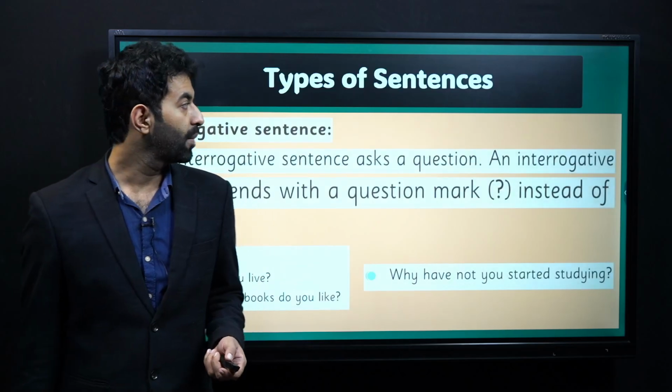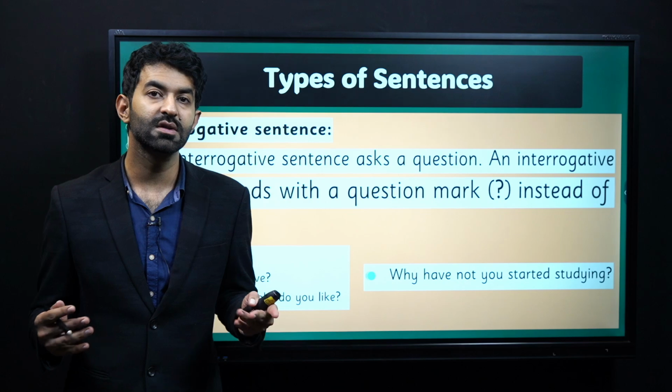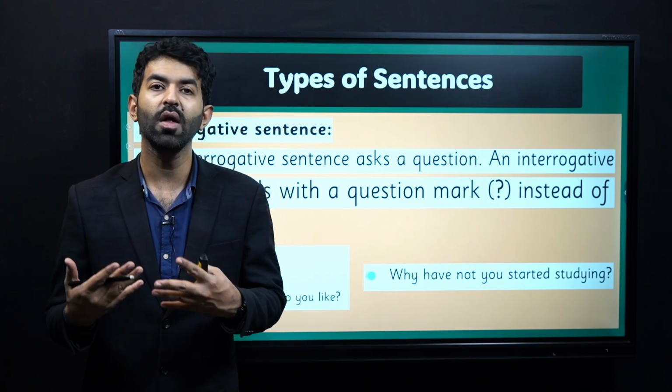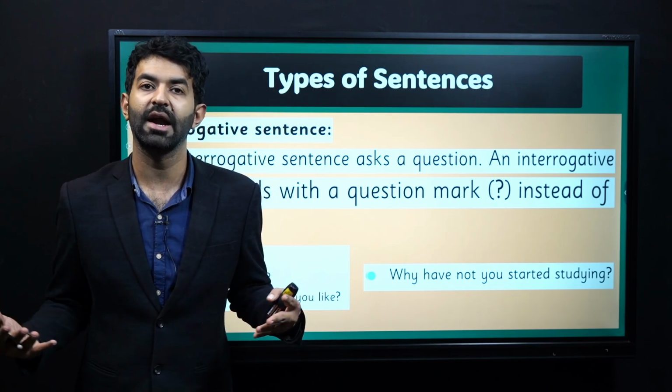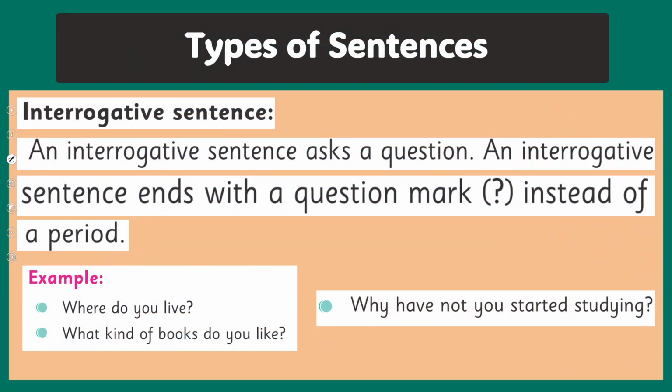Now, let's talk about interrogative sentences. We know, students, these are questions. So all the questions, the statements that are ending with a question mark, they are interrogative sentences. For example, where do you live? What kind of books do you like? This is a question, right? Why have you not started studying? Ending with a question mark over here.